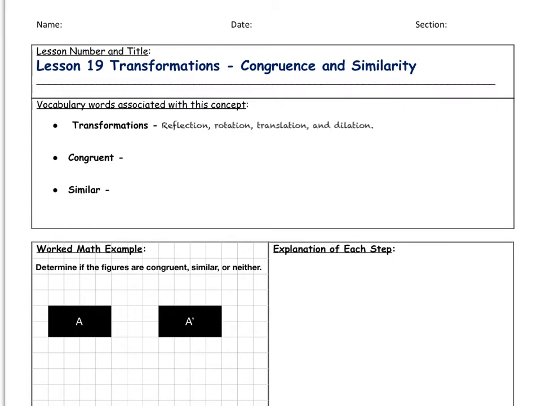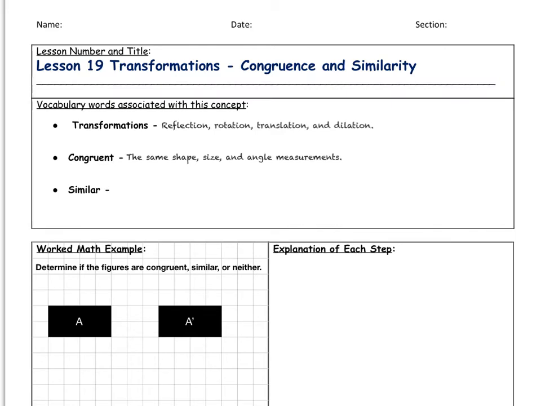Now the next word is congruent. Two objects are congruent if one can be created by using transformations from the other object. That means that the figure will have exactly the same measurements, including the angles and the length. So the definition will be the same shape, the same size, and the same angle measurement. That means that you should be able to grab a figure and put it on top of the other one, and they should be identical.